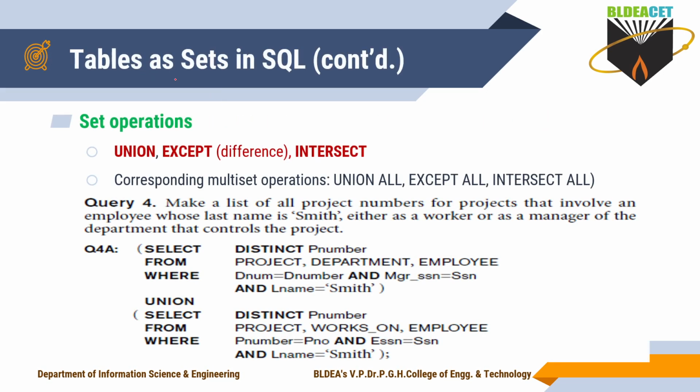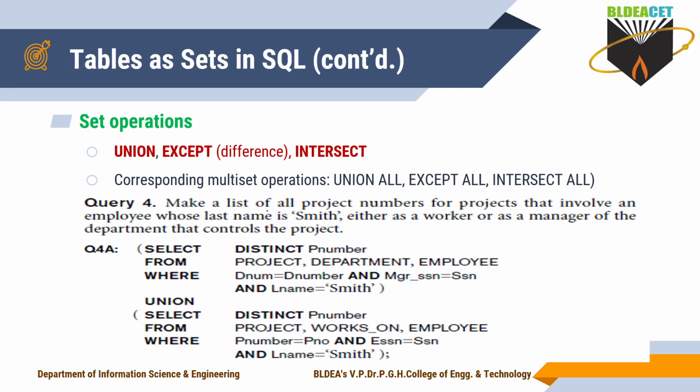Next is tables as sets in SQL. As you already know, there are different types of set theory operations. Those are union, intersect, and one more, minus. For minus, in SQL you use the word except. Except is like difference, as minus. Okay. So for the corresponding multiset operations, if you want to apply union, except and intersect, then you can use union all, except all, intersect all here.